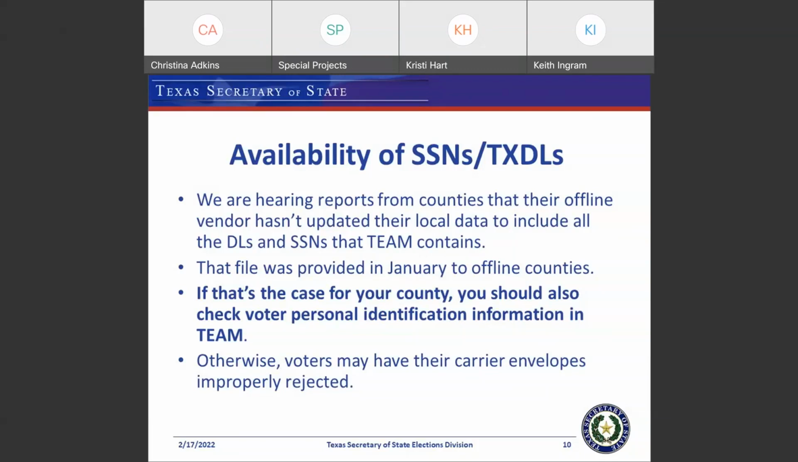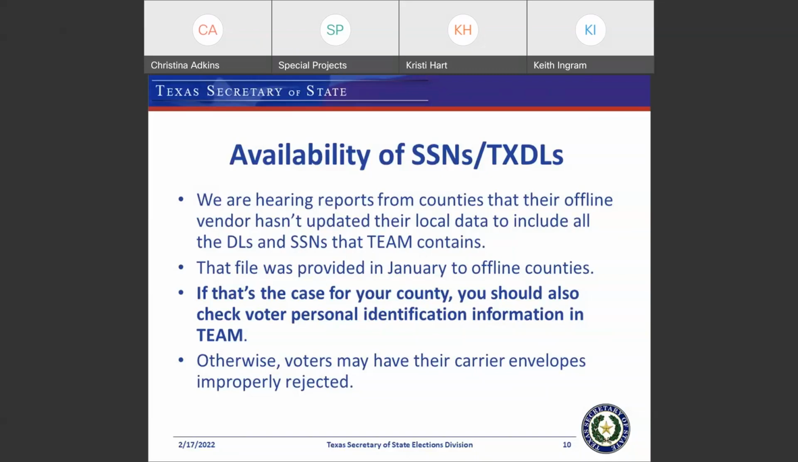But my point here is, if that's the case, if your information hasn't been updated into your local system, then you should be checking voters' personal identification information in TEAM in addition to checking it within your own system. If you are not checking in both places, then it is very possible that your voters could have their carrier envelopes improperly rejected, because it may be that we have those numbers and you're just not seeing that number because it's not in your system, but it's inside the TEAM system. So please, please, please make sure that you're checking in both places.